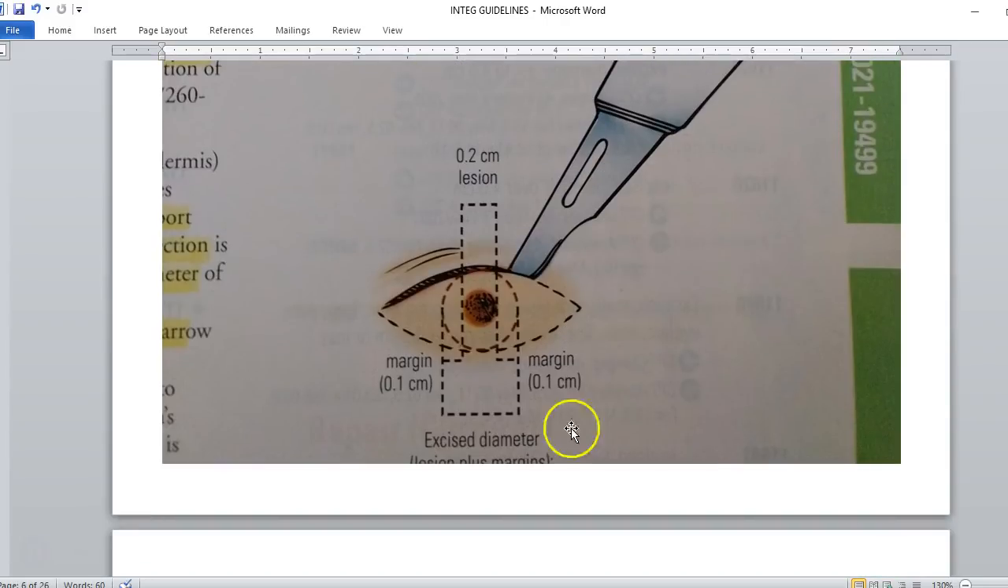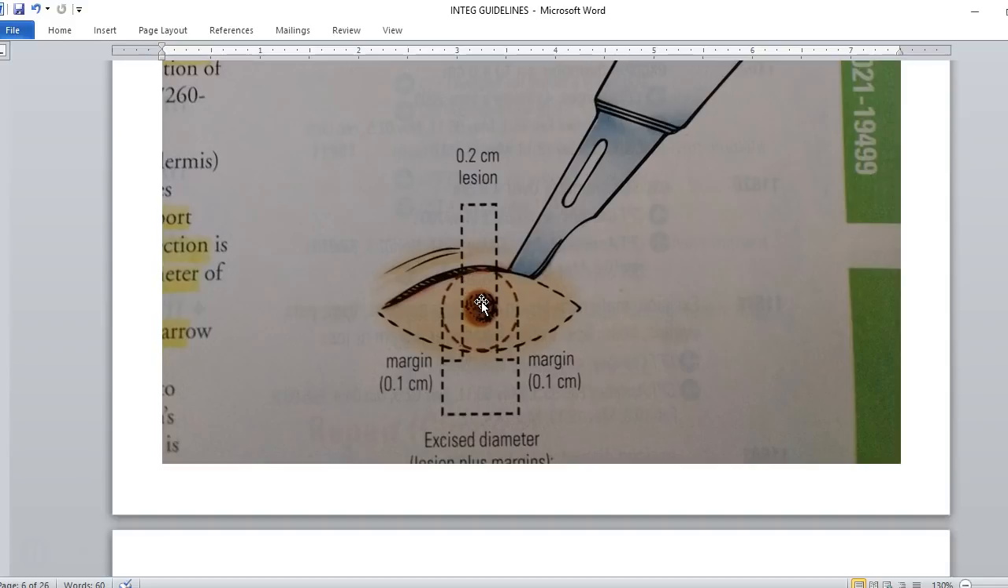Okay, so we're going to look at this and then we're going to go back to the guidelines. This one is on page 81 in your book. Again, the lesion right here is 0.2 centimeters. The margin the doctor made on either side was 0.1 centimeters. So we're going to add 0.1 plus 0.2 plus 0.1, which gives us 0.5 centimeters, okay? Because we have to add up both of the margins plus the diameter at the same time.